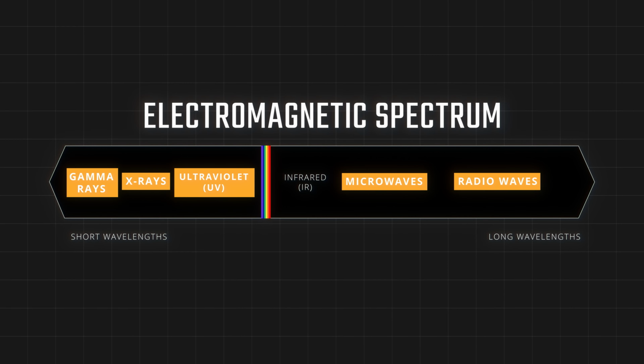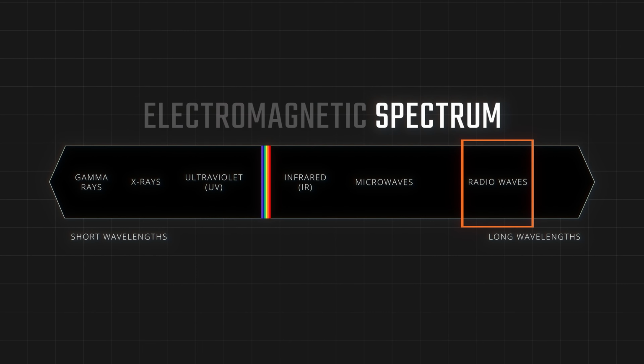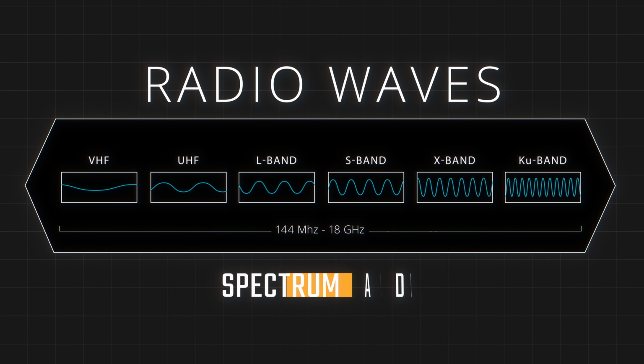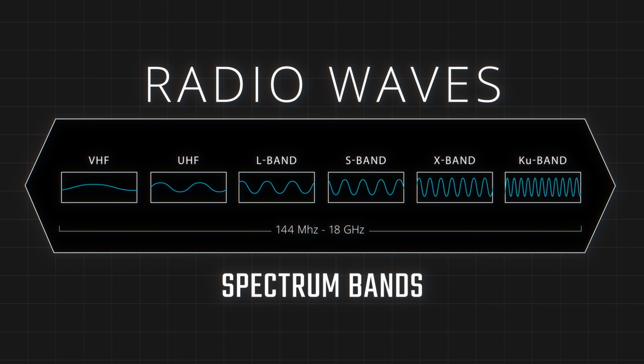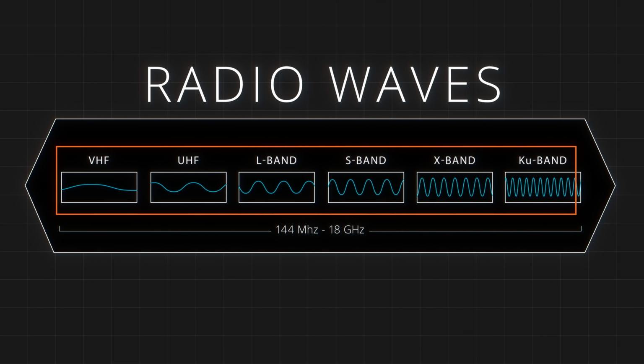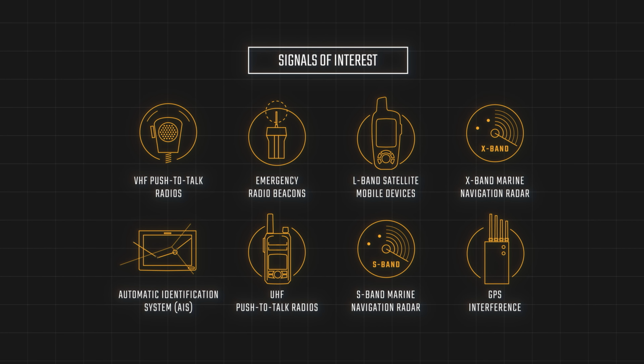Hawkeye 360's constellation of satellites specifically identify and geolocate signals from the radio section of the electromagnetic spectrum. We can further divvy up the radio spectrum by frequency into what's called spectrum bands. In the near term, Hawkeye 360's constellation of satellites is designed to detect the range from VHF to Ku band. Within each spectrum band, there can be many types of emitters that operate. Some RF emitters that Hawkeye 360 frequently detects are push-to-talk radios, mobile satellite devices, automatic identification systems, and maritime and coastal radars. We often call the emitters we detect signals of interest.